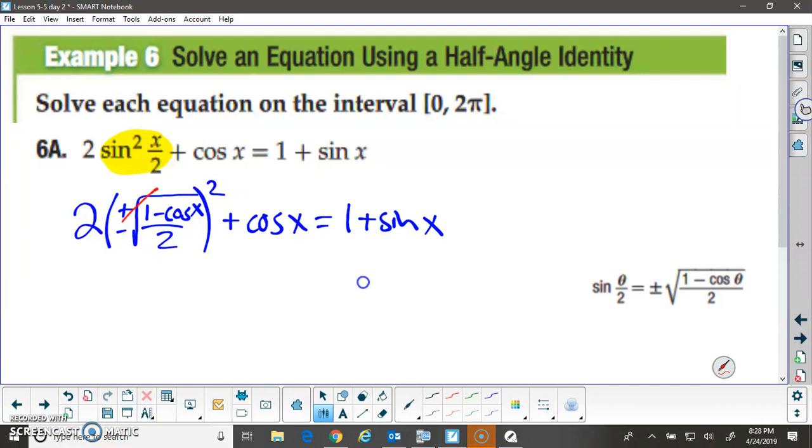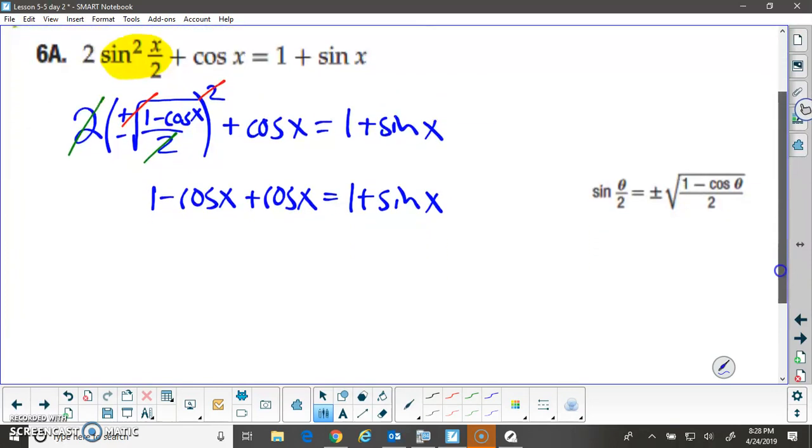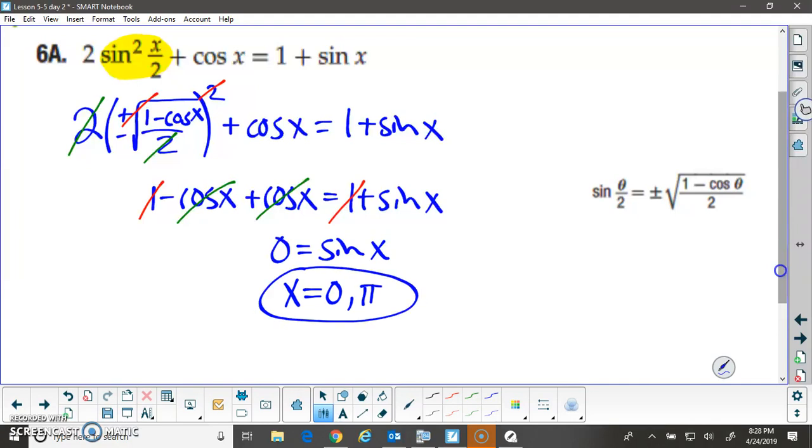Well, again, I like the way this looks. The square root and the square are going to cancel. This 2 in the front and this 2 right here are going to cancel. So it looks like I'm left with 1 minus cosine of x plus cosine of x equals 1 plus sine of x. Looks like this is going to simplify real nicely because I can cancel these cosines, and I can also cancel this 1 with this 1. And so it looks like I'm left with just 0 equals sine of x, and sine is equal to 0 at 0 and pi. So we get 2 answers on solving that trig equation.